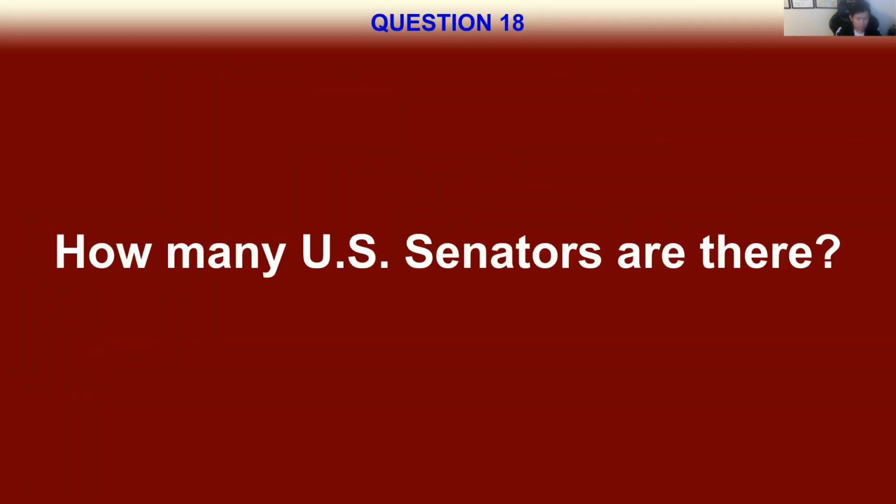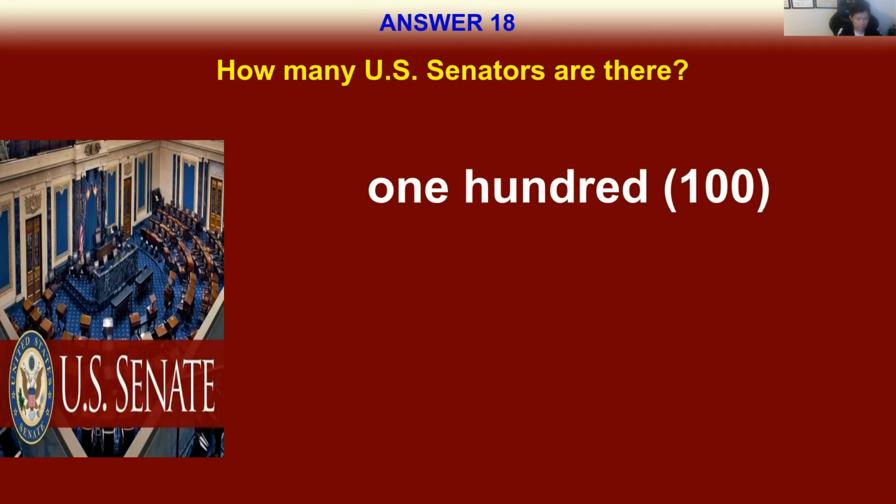How many U.S. senators are there? One hundred.